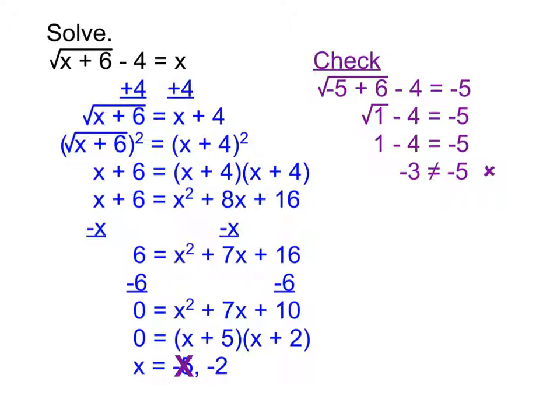So it's an extra solution that's not really a solution. Now let's check the negative 2. Again, you plug it in for x wherever x appears. In this case, there's 2 of them. So I plugged in negative 2 twice.